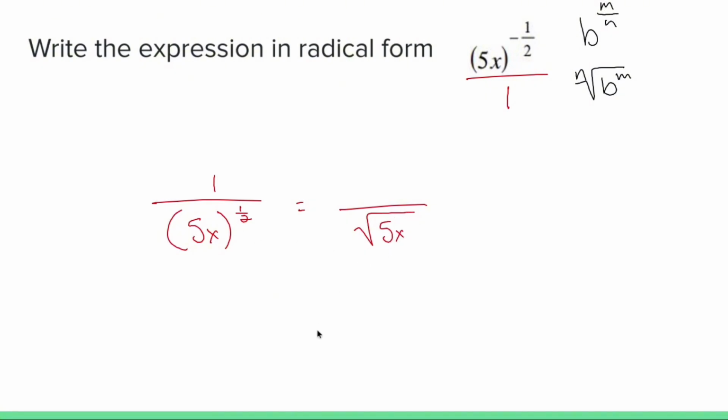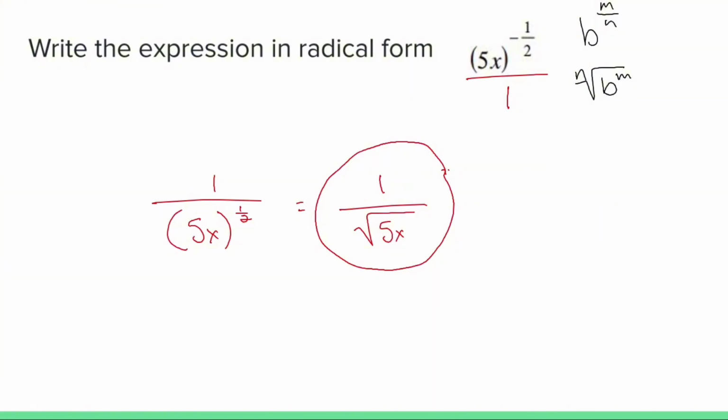Anything to the first power is useless because it does absolutely nothing. So to the 1/2 power just means square root. My 1 still lives on top. So technically I'm done. And I know some of you are looking at this and saying, oh, but there's a square root on the bottom. I know there's a square root on the bottom, but I'm going to leave it like this anyway because it doesn't tell us to simplify. It just tells us to write it out in radical form, which technically I did. Whether it's simplified or not, it's not my problem.